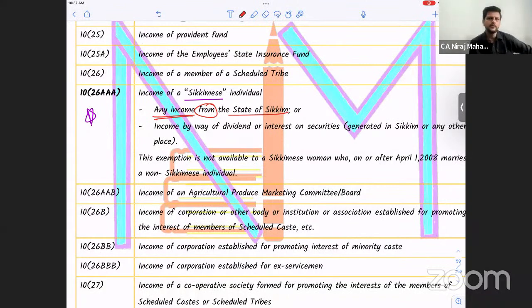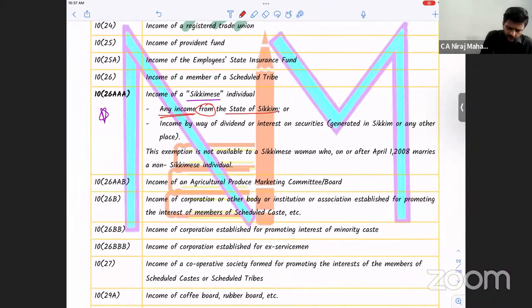Or if such a Sikkimese individual invests in shares, debentures, bonds, etc. Check, income by way of dividend or interest. On bonds you can get interest, on debentures you can get interest. So basically any income in the nature of dividend or interest on securities, generated in Sikkim or even, underline this, any other place. Obviously, you may be investing in ONGC, Reliance, Coal India, or Cochin Shipyard.